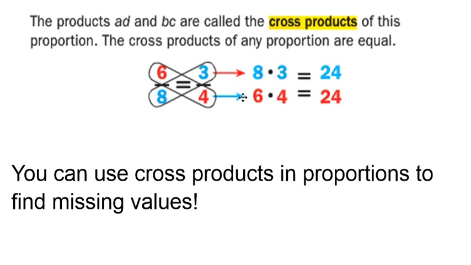So this is really important. So the cross products are diagonal from each other. So 6 times 4 is 24, and 8 times 3 is 24. So if ever you have a proportion, you can multiply the numbers that are diagonal to each other, and they are equal. You can use cross products and proportions to find missing values.